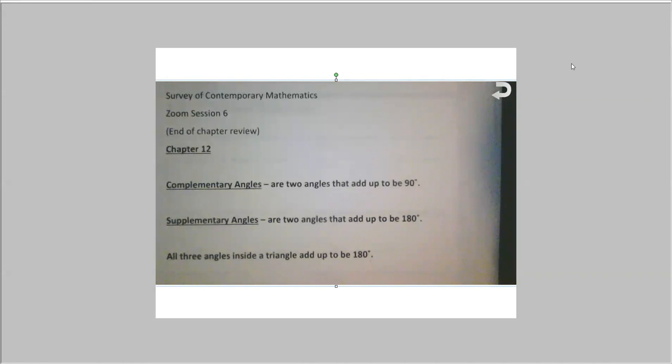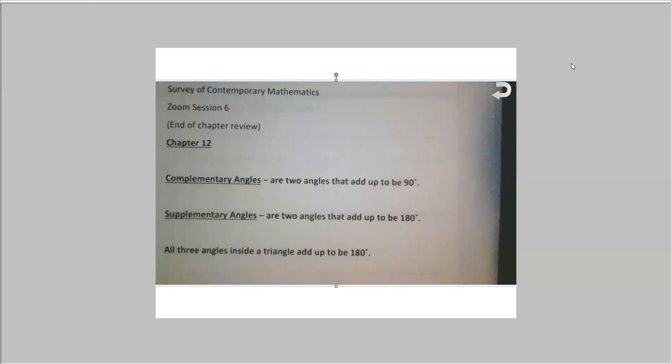The problems that we're going to look at are coming from your textbook. We'll be looking at the end of the chapter review from chapter 12. These will be pages 581 and 582. If you have your textbook, you might want to follow along with us in your book. It might just be easier to see some of the problems from there.